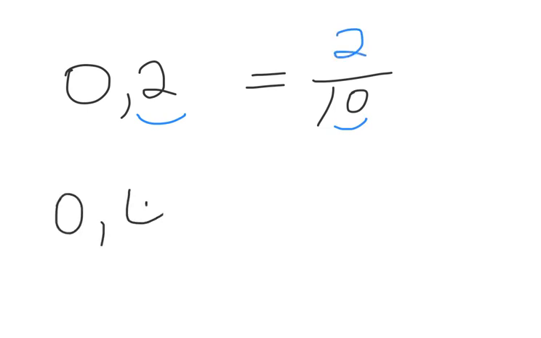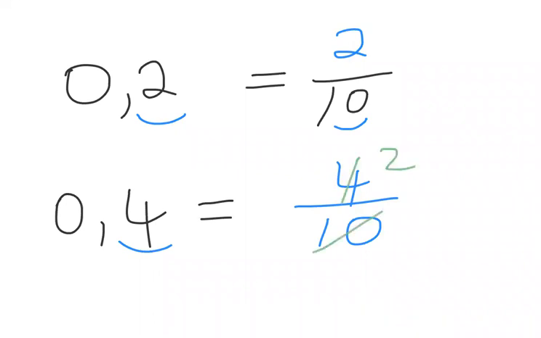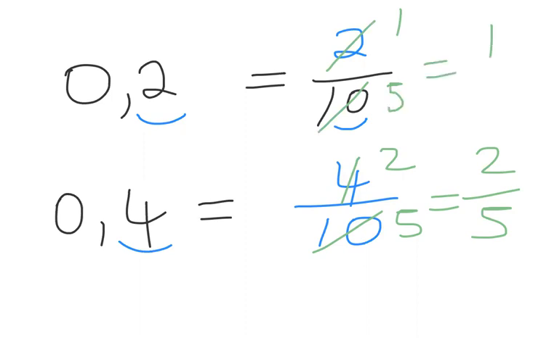Now what's 0.2? There's only 1 number over there. So that means we have something over 10, because it's just 1 zero. And then you just put that 2 on top. 0.4 is just 1 number there. So it's going to be just the 10 and then 4 on top. And then they might ask you to simplify, and you can just say 4 divided by 2 is 2. 10 divided by 2 is 5. Then the answer is 2 over 5. Same with the top one. 2 divided by 2 is 1. 10 divided by 2 is 5. Then that answer is just 1 over 5.